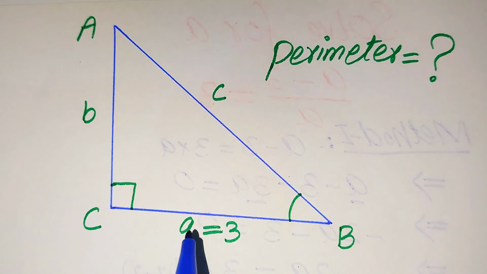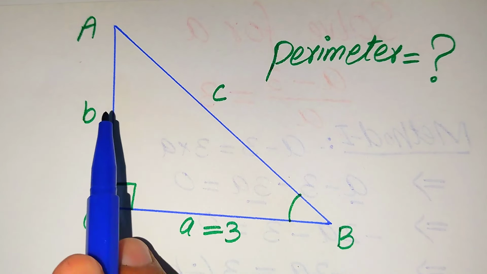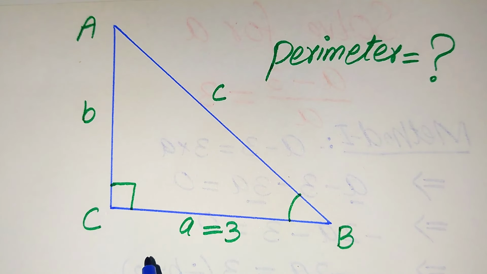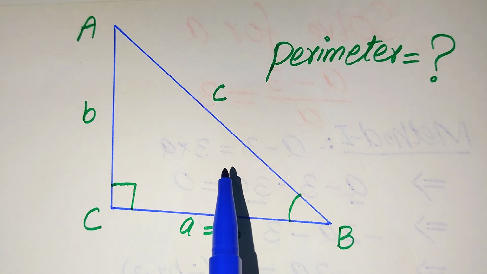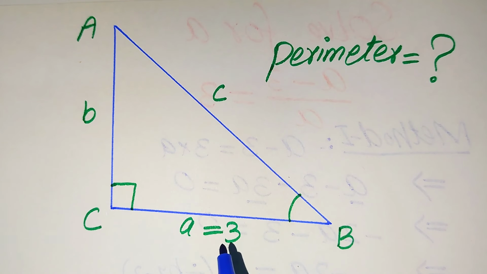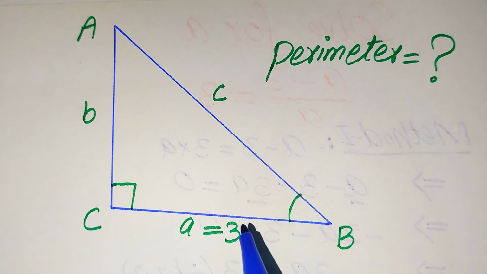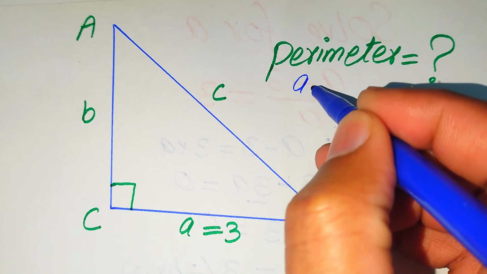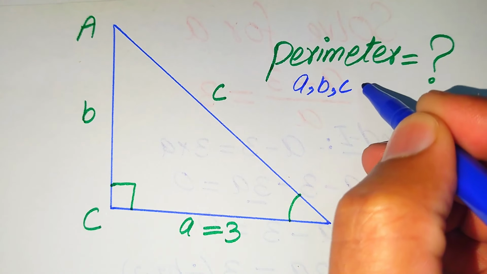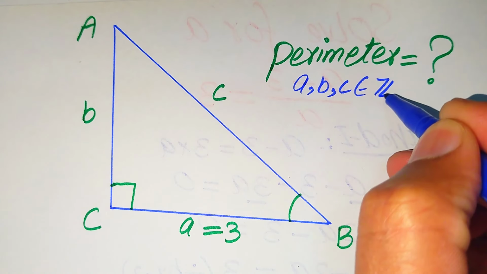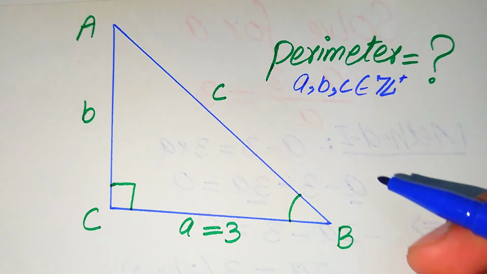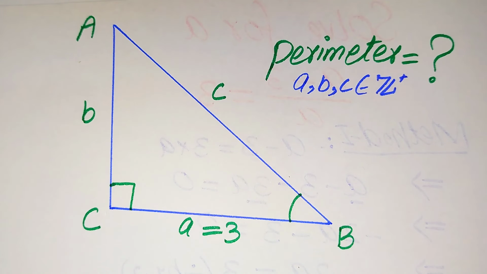So here we have a nice right triangle ABC, in which the length of one side is a equals 3 and the lengths of the other two sides are unknown. With this little information, we need to find the perimeter of this right triangle. First we remember that a, b and c must be positive integer values, so we solve for positive integer values of a, b and c.